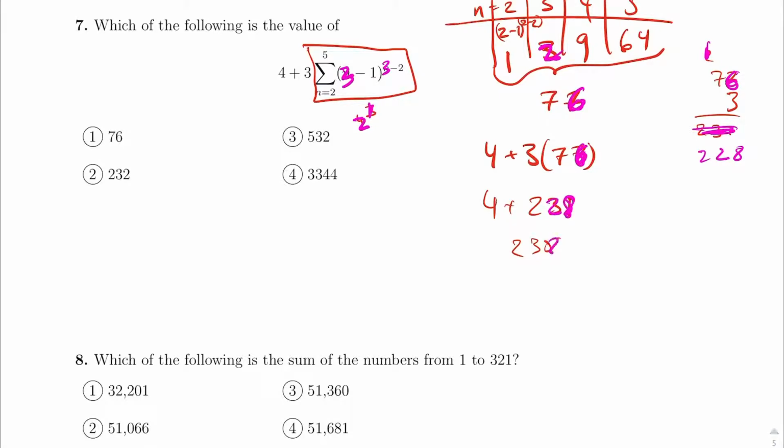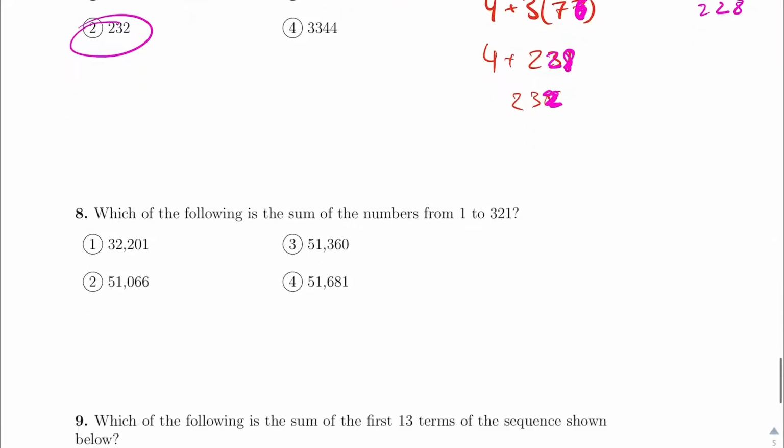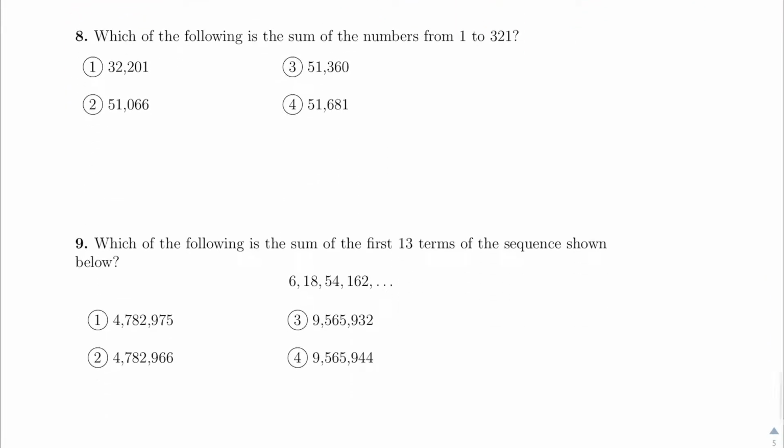228 plus 4 is 232. Sorry about that, guys. It is problem 2, or choice 2. Which of the following is the sum of the numbers from 1 to 321?